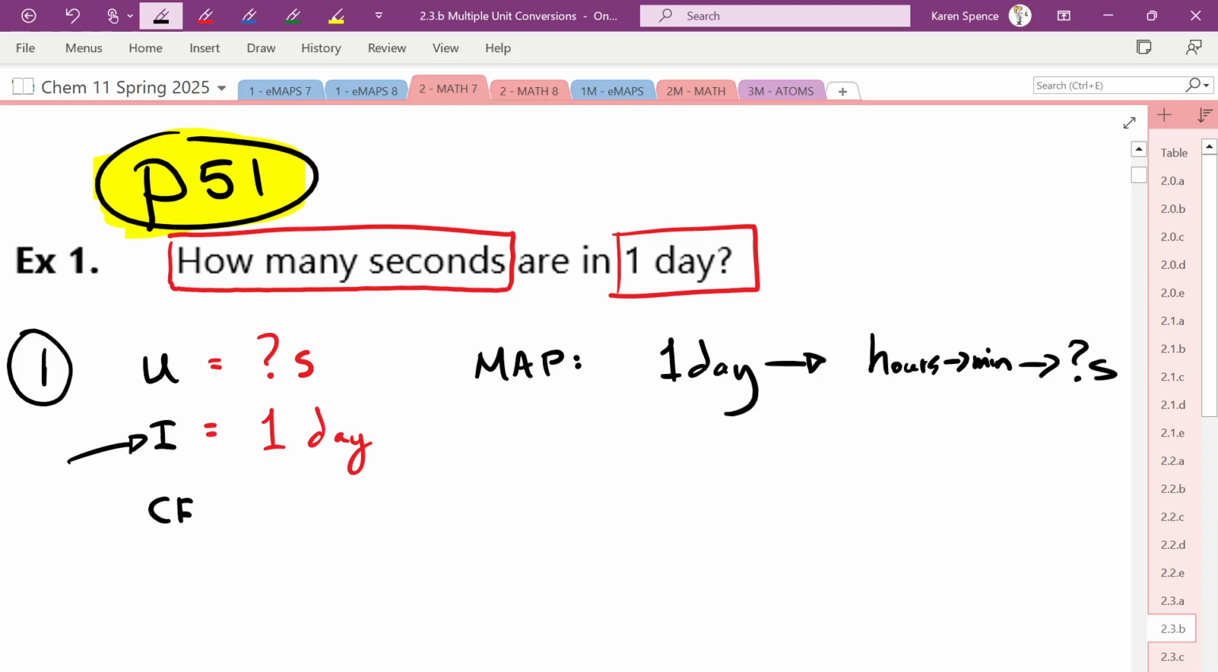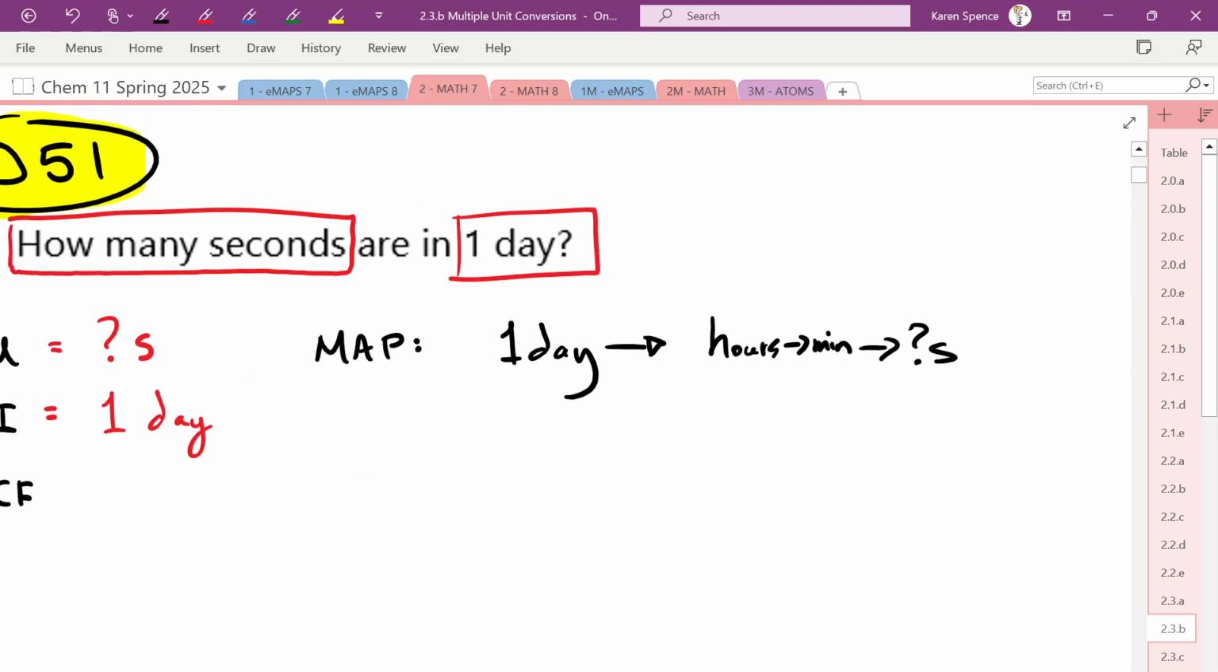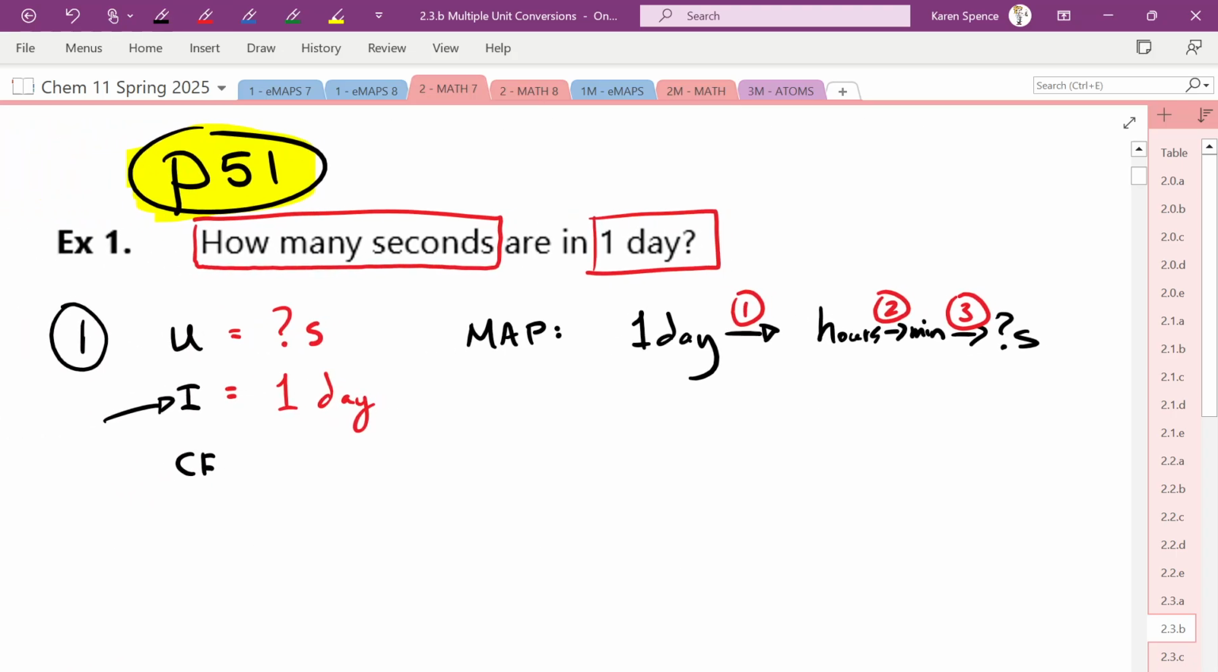The reason it is nice to write out a map is that you can then tell by how many arrows you have how many conversion factors you will need. You will need 3 conversion factors. It's up to you whether you write them all down before you get going on the question or not. I'm not going to, just because I feel like most of you don't want to do that.